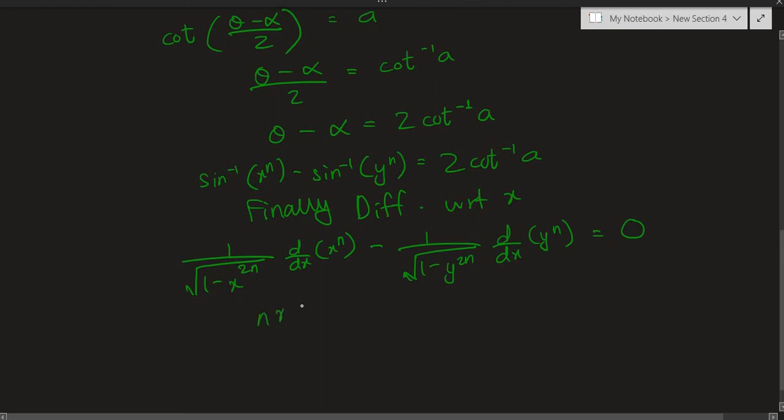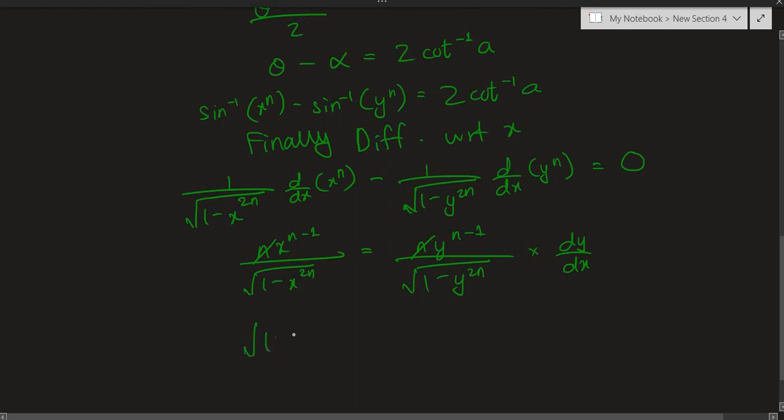We have n times x to the n minus 1 divided by the square root of 1 minus x to the 2n being equal to, now I'm taking this on the right hand side, the derivative of y to the n using the power rule. We have n times y to the n minus 1 divided by the denominator as it is 1 minus y to the 2n, but don't forget the dy over dx, because it was differentiation with respect to y, chain rule, we have a dy over dx. Now the n's will cancel out and we can make dy over dx the subject of the equation.